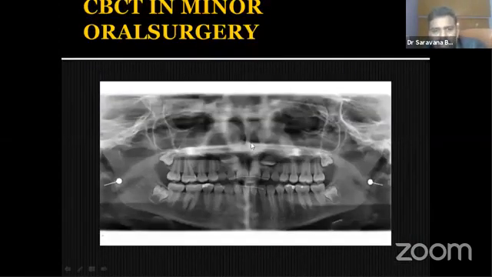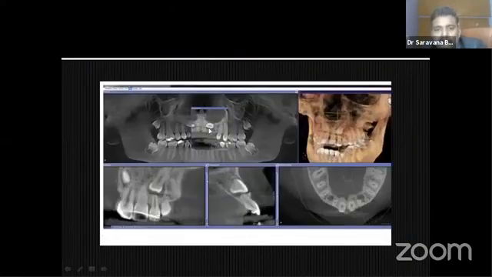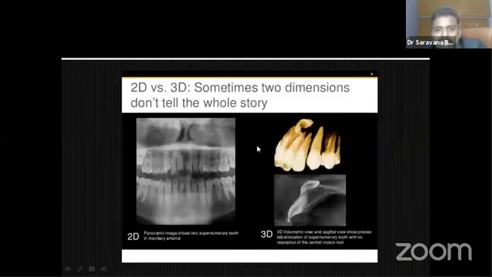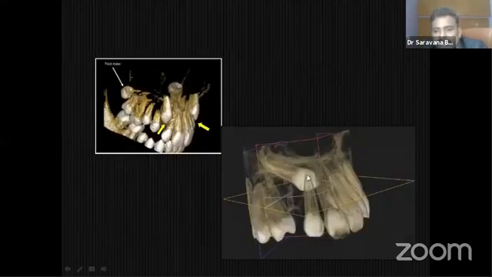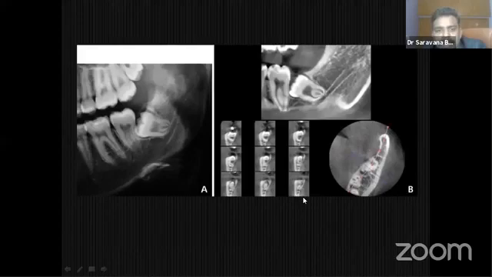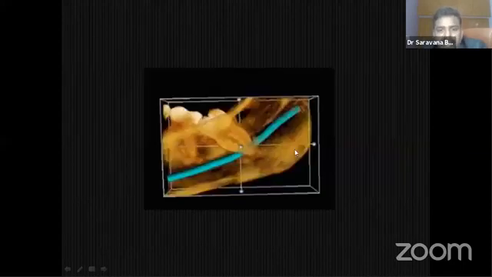Okay, minor oral surgery. I told you about impacted tooth location, whether it is buccally placed or palatally placed. This is a mesiodens. Okay, this is an impacted canine, it is palatally placed here. Position of the mandibular third molar, relationship with the inferior alveolar canal. Look at the clear cut picture here.